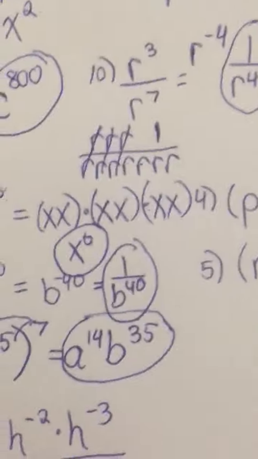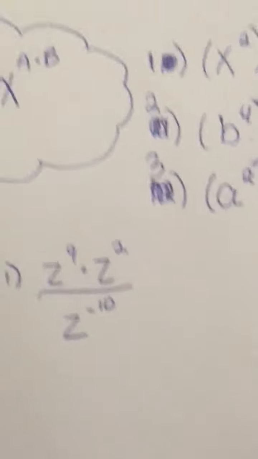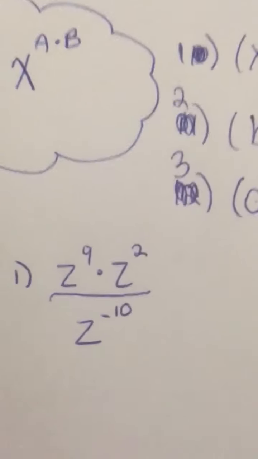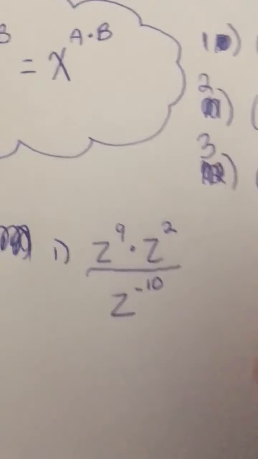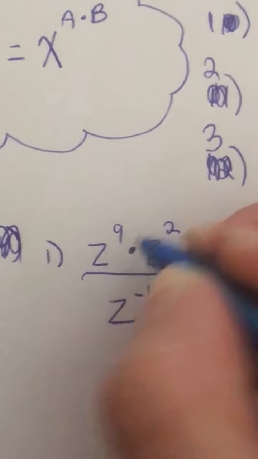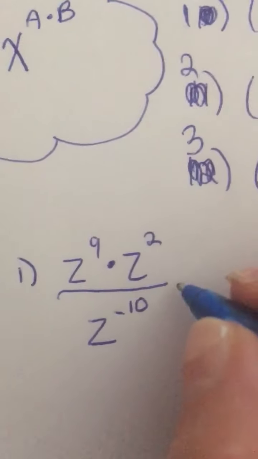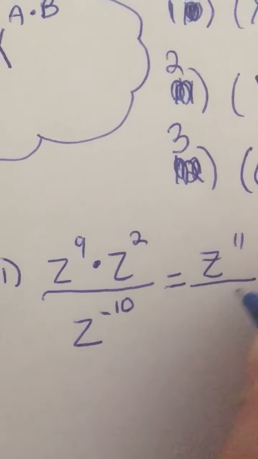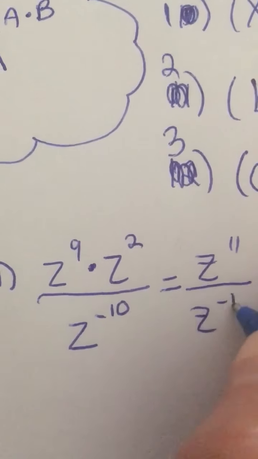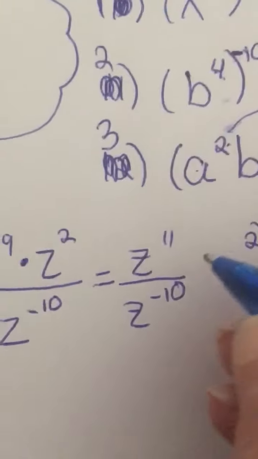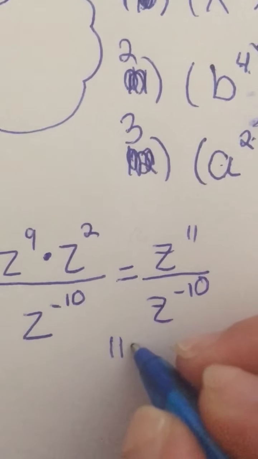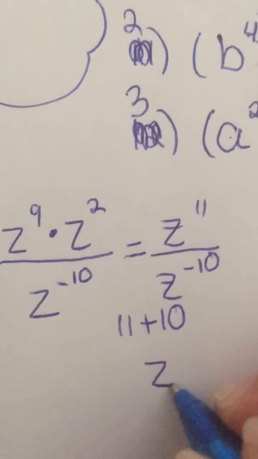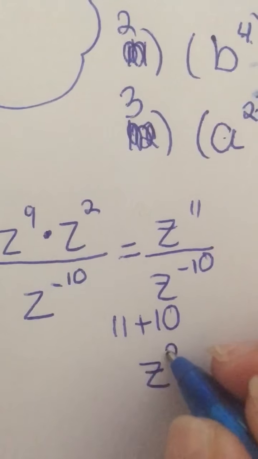And finally, we're going to do some where you have multiplication and division combined. So you always want to just simplify the top and the bottom as much as possible first, and then go from there. So in the top, we're multiplying. Remember that rule is to add the exponents. So we have z to the 11th over z to the negative 10th. And then we're subtracting. So in this one, we're going to be doing 11 minus negative 10. So minus negative becomes plus, right? So your final answer would be z to the 21st.